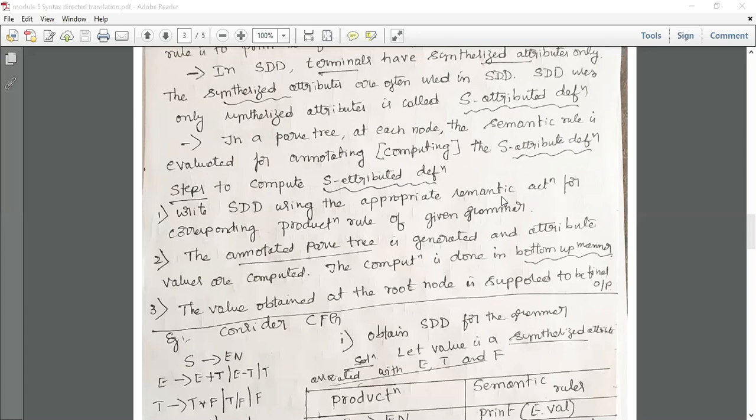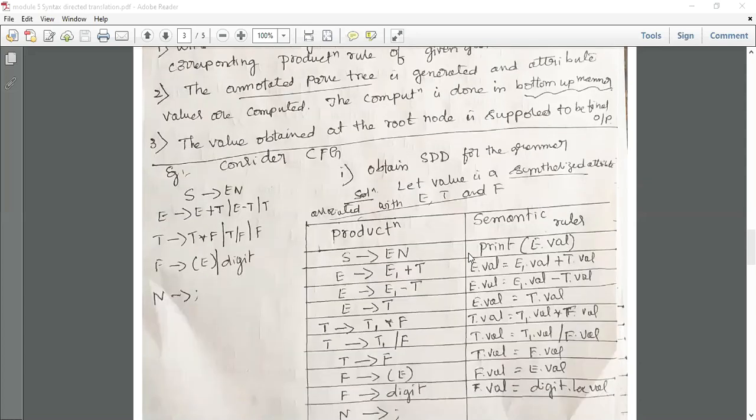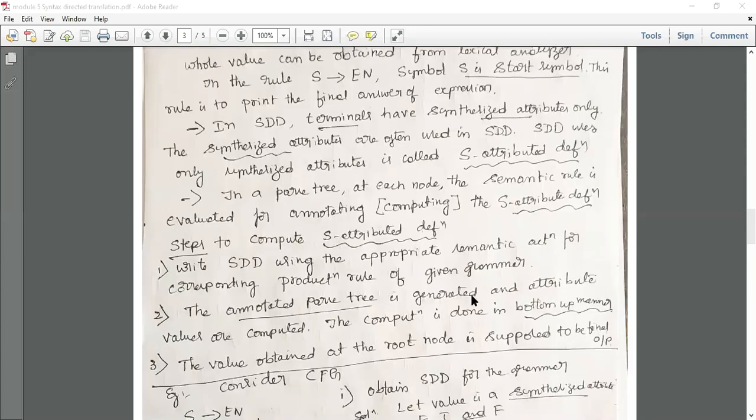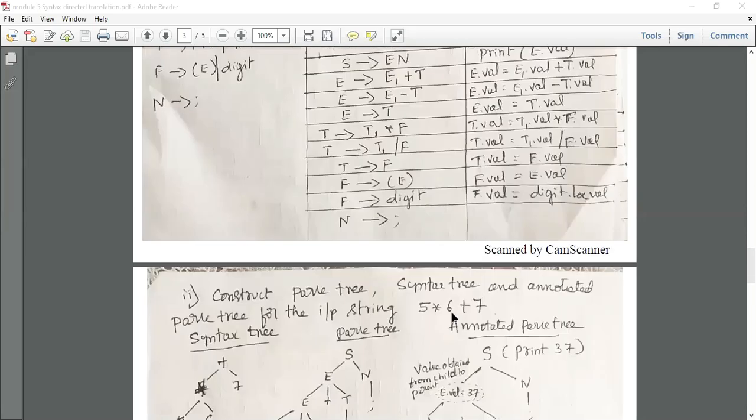So the appropriate semantic action corresponding to the production rule of the given grammar is written, and the annotated parse tree is generated. Just now we drew this annotated parse tree, the last diagram. We need to draw it, generate it, and the attribute values are computed.